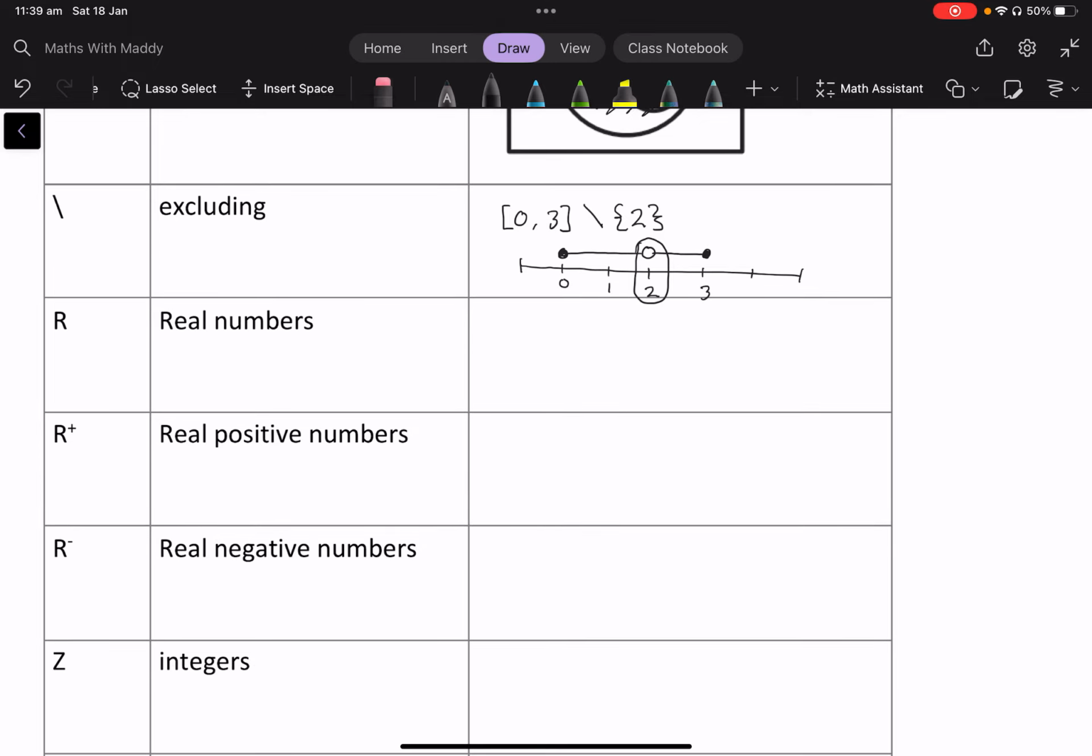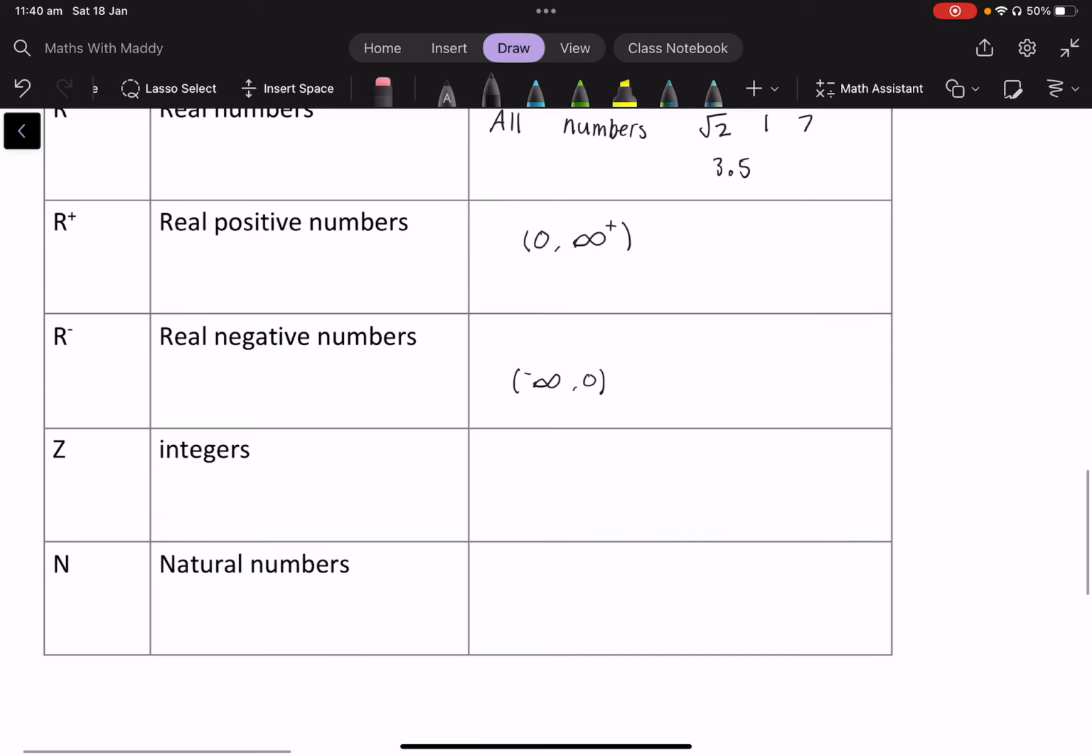Real numbers refer to all numbers except complex numbers. However, those are not in maths methods, so you don't need to worry. So real numbers are all numbers. So root 2, 1, 7, 3.5, all numbers. R plus refers to positive real numbers, so this does not include 0. So we're looking at the set of not 0 to positive infinity. That's because 0 is neither positive nor negative. And again, with negative real numbers, you're looking at negative infinity to 0, but excluding 0.